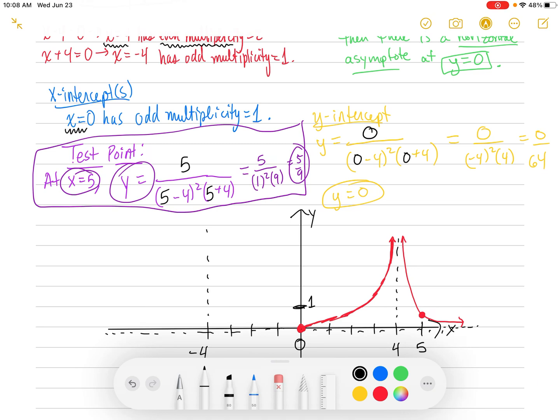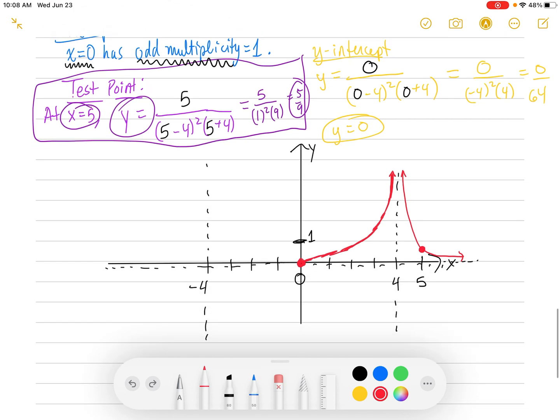Now, what does it do at the x-intercept? Now, this x-intercept here is 0. So if you look here, x equals 0, our x-intercept had odd multiplicity. So do we kiss at 0 like that? Do we come back up? Or do we cross at 0? Do we go down? Odd multiplicity says crossing. So we're going to cross.